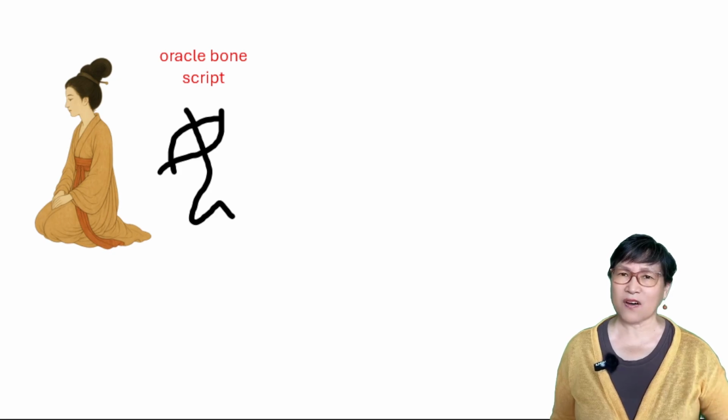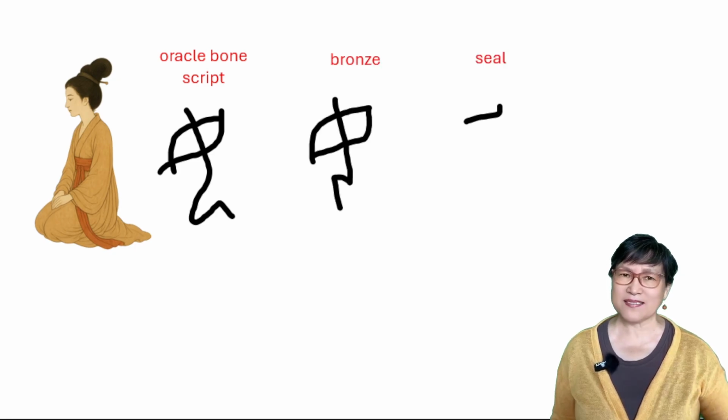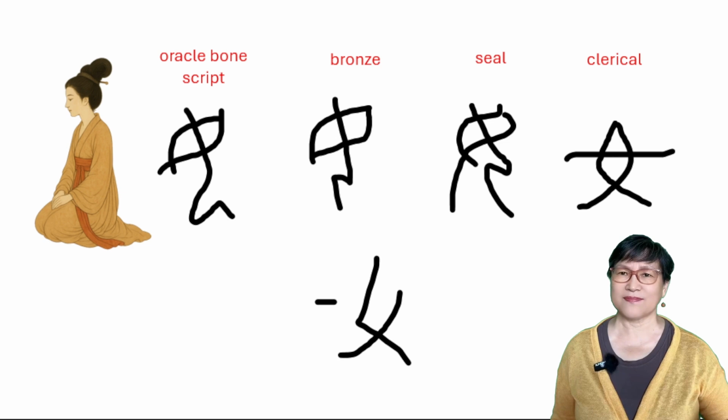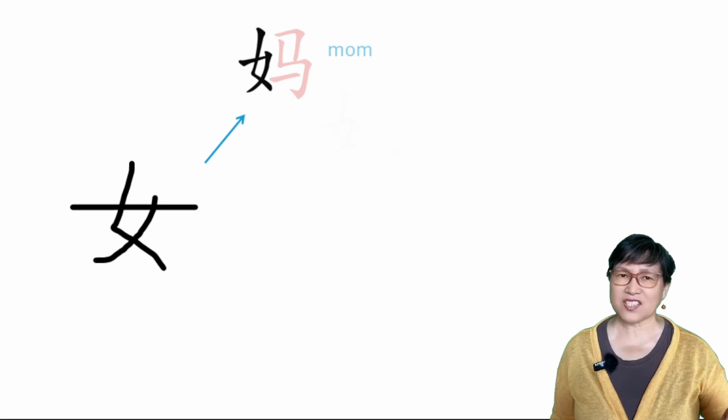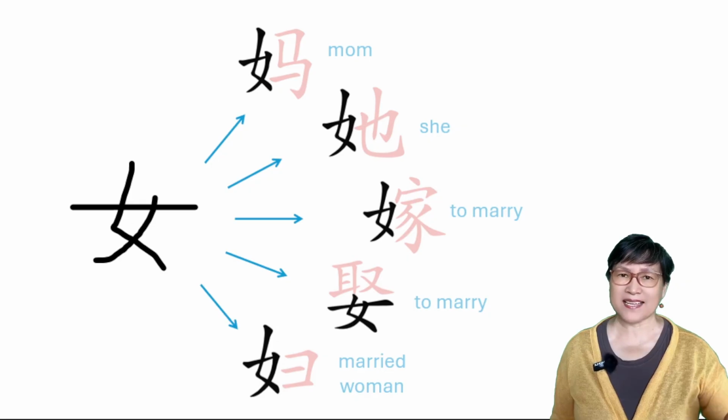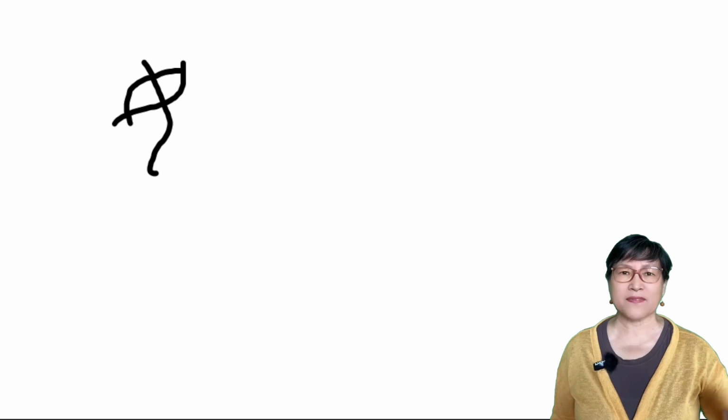As Chinese writing evolved, the character passed through bronze script, seal script, and clerical script before becoming the modern form. The character means woman or female and is pronounced 女. It is both a root character and an important radical used to form many other Chinese characters. Understanding this character will help you recognize patterns in hundreds of related characters. Now let's look at another character that developed from the same image.